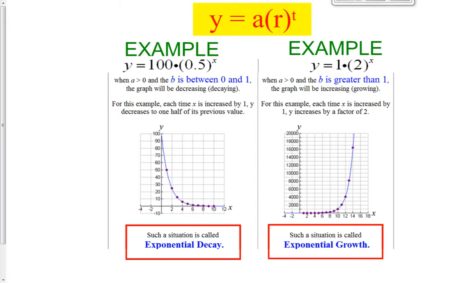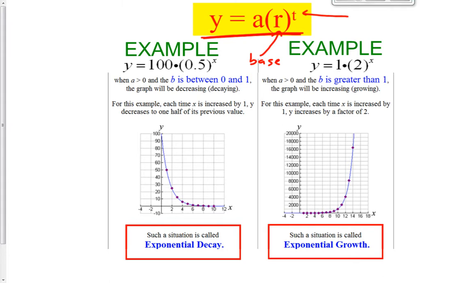There's an equation for exponential growth and decay, and it's this equation right here: y equals a times r raised to the t. So our base in this case is going to be the letter r, because remember the base always has an exponent raised to it, and t is our exponent.